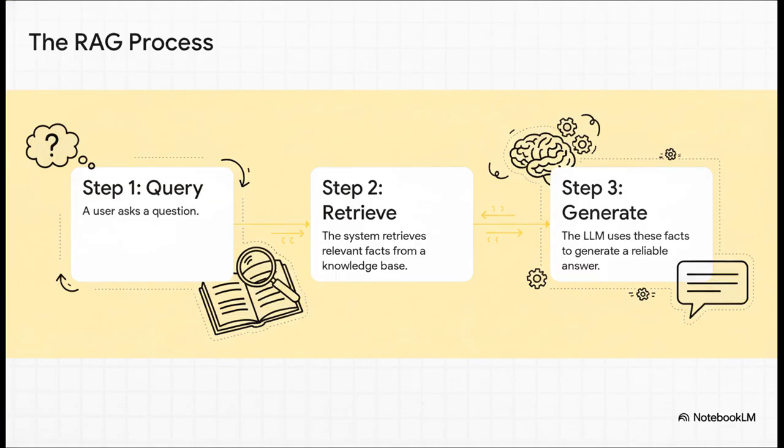The process itself is actually brilliantly simple. First, you ask a question. Second, the RAG system zips off and searches the knowledge base, this could be a company's internal documents, a specific database, whatever, for the relevant info. And third, it hands those facts over to the LLM brain and says, hey, use these to answer the question.